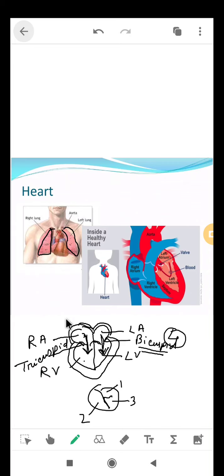Okay. So here is the heart. Where is it present? In between the lungs in our thoracic cavity. And which wall is very thick? The ventricle wall is very thick. In between right atrium and the right ventricle, the valve present is called tricuspid, and between the left ventricle and left auricle, the valve present is called the bicuspid valve. The valves in our heart allow the flow of the blood in only one direction and prevent the backflow.